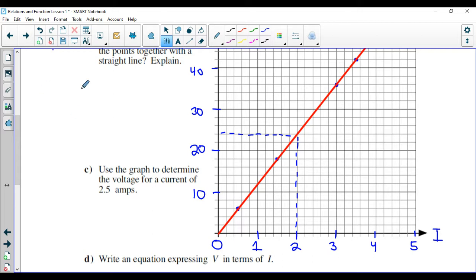Okay, so the key thing right here is, yes, a straight line makes sense because in between values make physical sense.